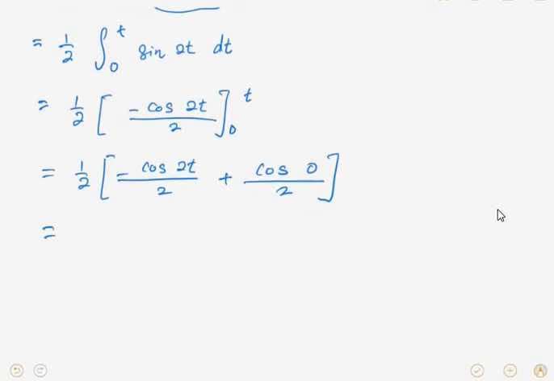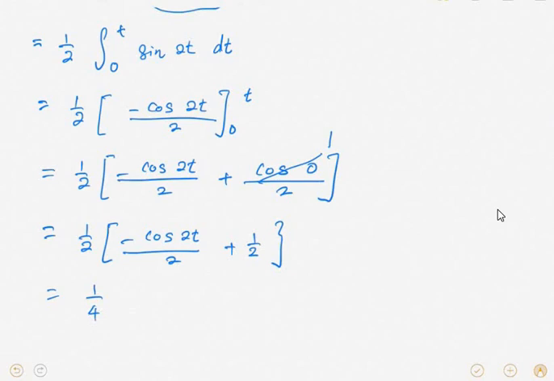And then you can solve the problem. You simplify and you solve it. So you get negative cos 2t over 2 plus 1 over 2. So you obtain 1 over 4 times (1 minus cos 2t). Okay, that's all for this question. Thank you for watching, and I hope you now understand what is the transform of integral.